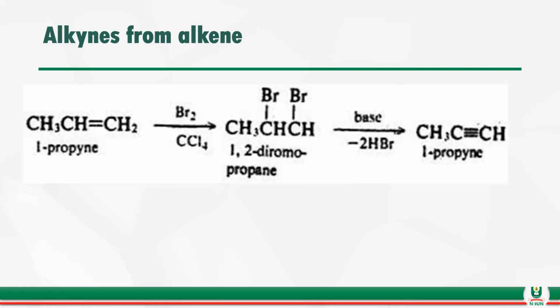In the typical case here, we have bromine, Br2. So when it reacts with bromine in carbon tetrachloride, this is just the solvent. You remember halogenation of alkene? Do you still remember halogenation of alkene? We discussed that last week. Do you still remember?